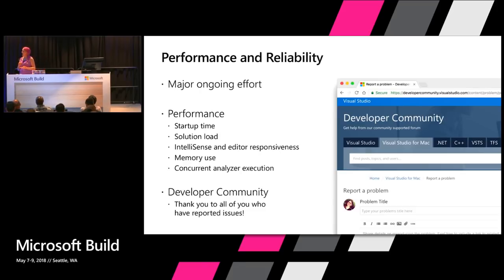We also have developer community report a problem, which you can get to from Help, Report a Problem. If you run into any issues that are causing you problems, please tell us about them. Even if someone else has reported the issue, you can go and vote it up to help us prioritize them. Because even when we test things, we don't necessarily have the same environments that you do, or our projects aren't necessarily doing the same things. So that feedback is super important to us. And thank you very much to everyone who has reported issues there.